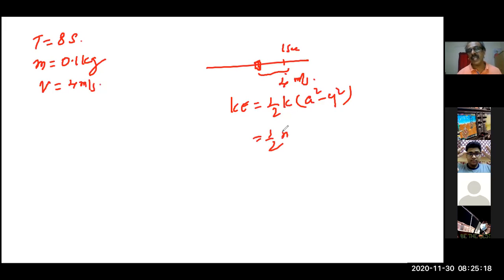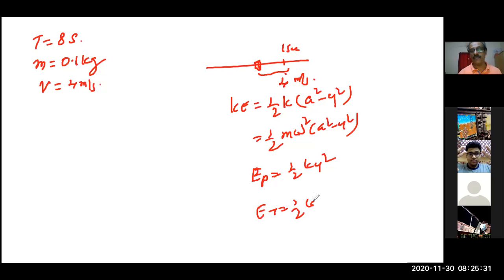K can be written as m omega squared. Okay, yes, sir. A squared minus Y squared. This is kinetic energy. Potential energy formula is half K Y squared. Total energy is half K A squared. A is the amplitude, this A should not confuse. Here, amplitude. Now first we need the kinetic energy to be calculated.